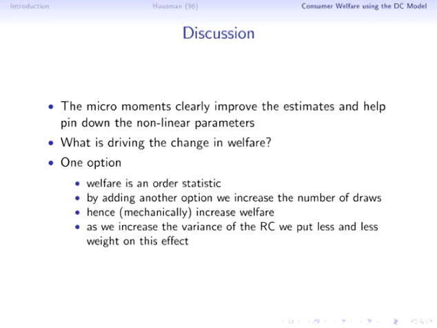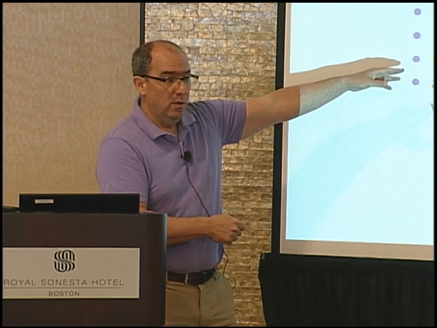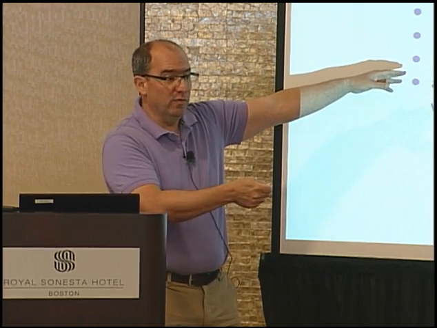So suppose we just very mechanically added options. Now you don't draw 10, you draw 11. Or not 100, but 101 by adding the minivan. This is going to mechanically increase welfare, right? What I mean by mechanically is just the fact that you get another draw of the epsilon. They're all IID draws, the distribution doesn't change, so therefore the welfare is going to go up.